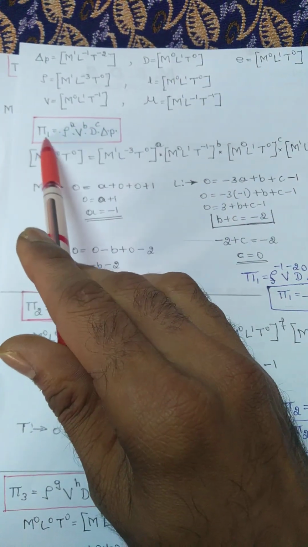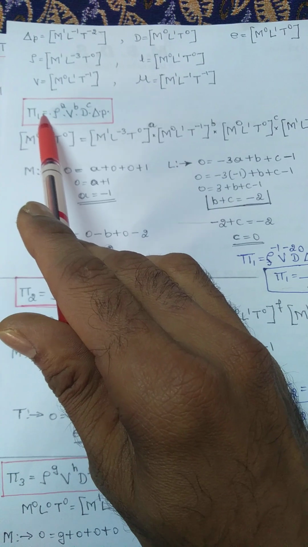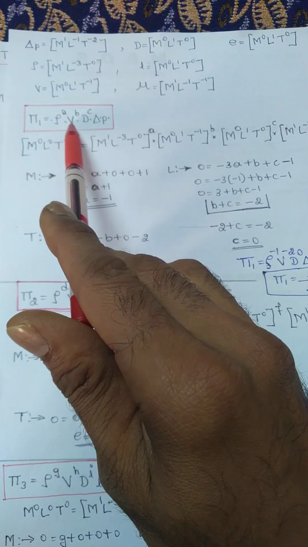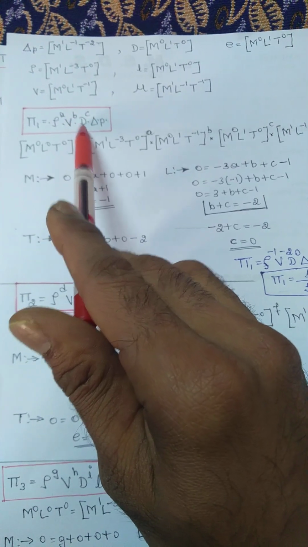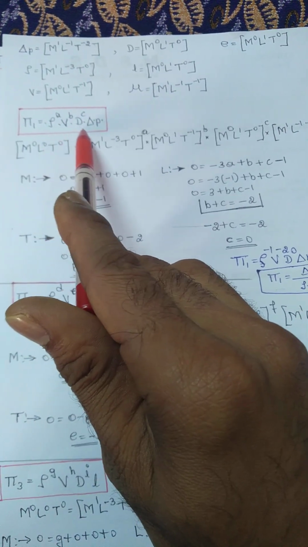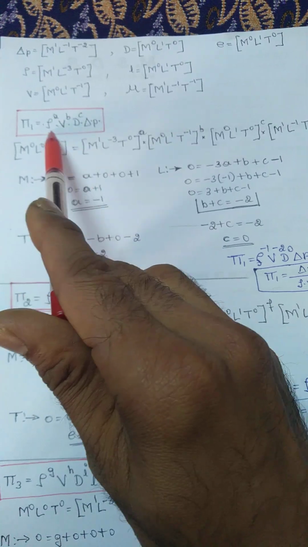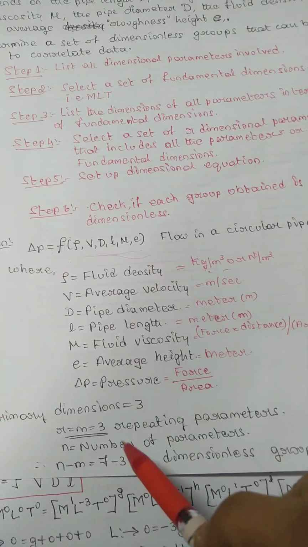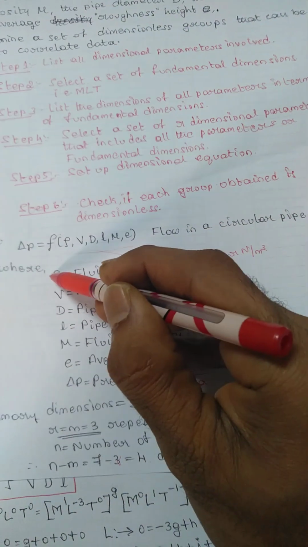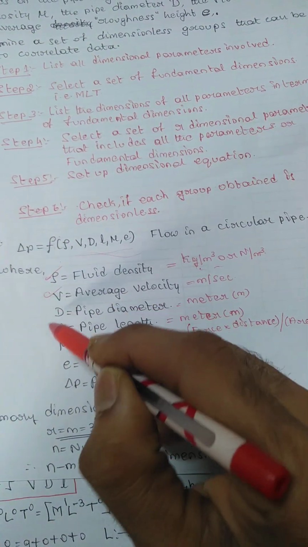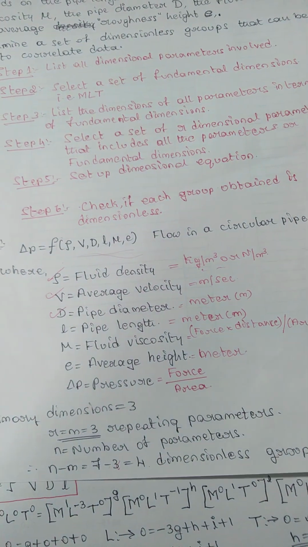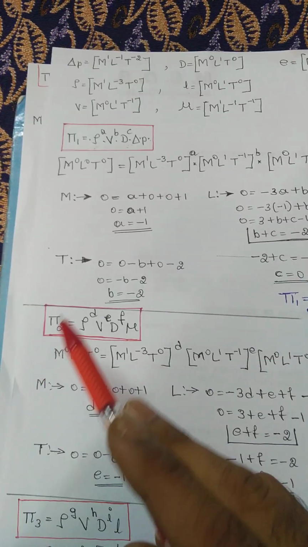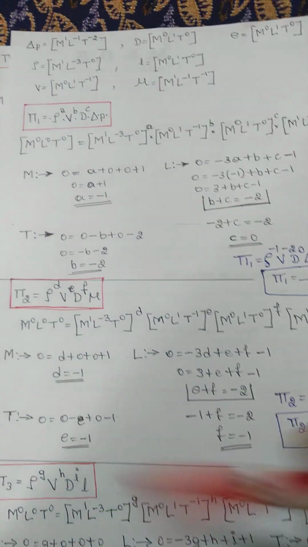Initially we start with Pi 1 is equal to density to the power a, velocity to the power b, diameter to the power c. These are the 3 repeated variables which I am considering for this problem: density, velocity and diameter. The same applies for the second, third and fourth steps as well.